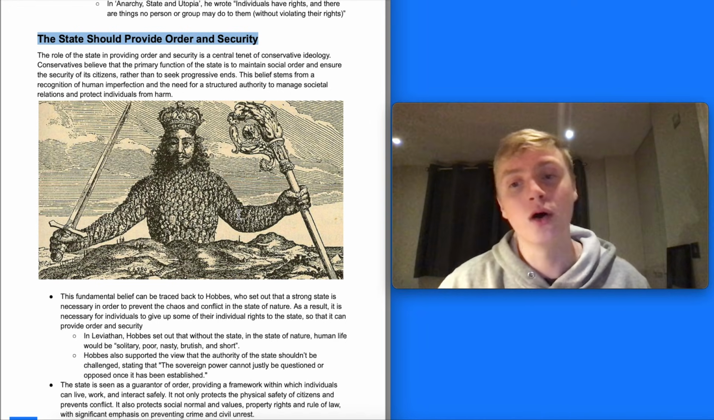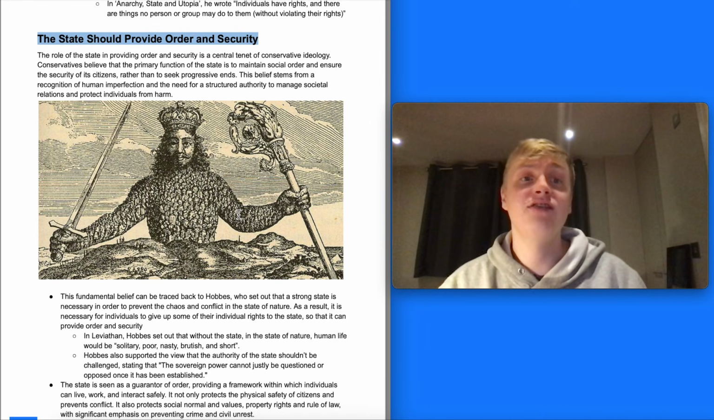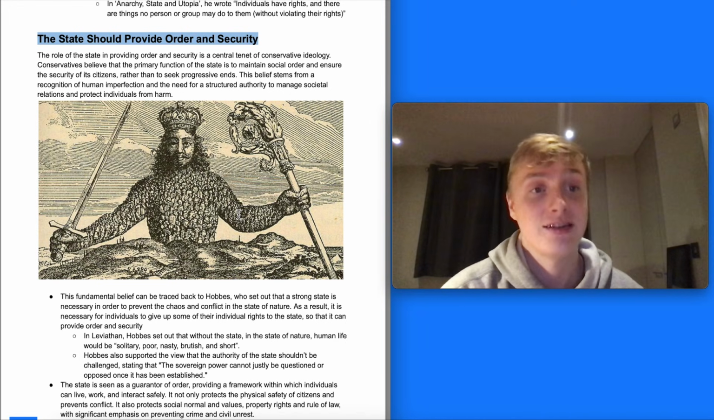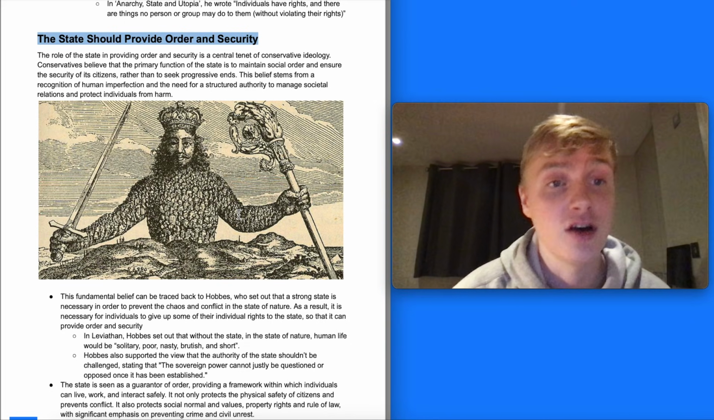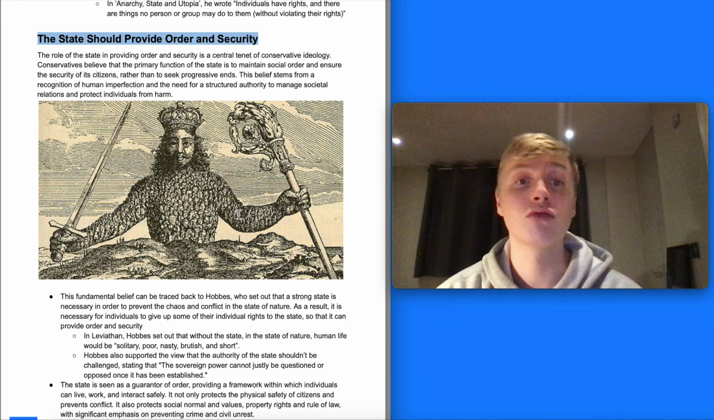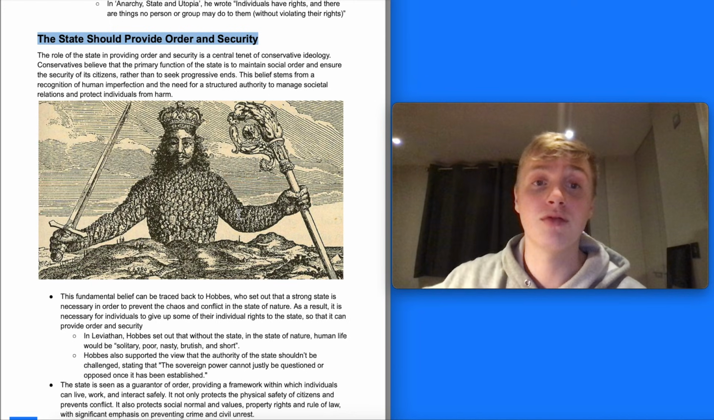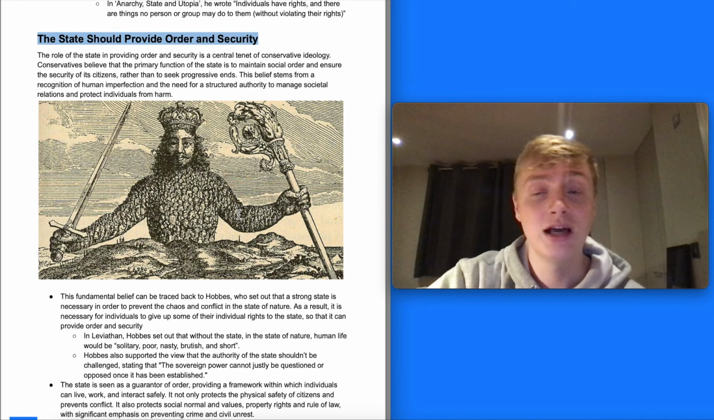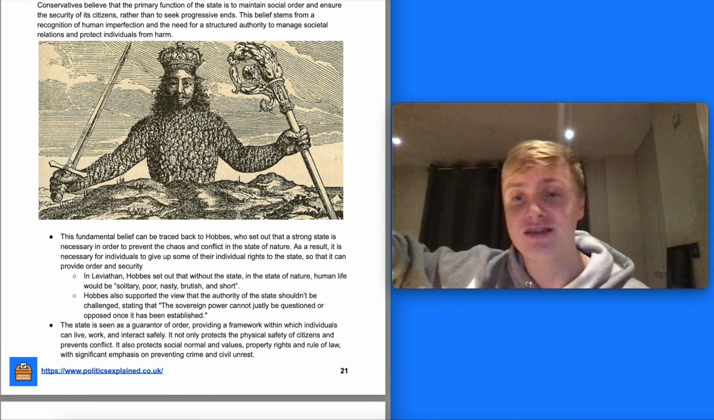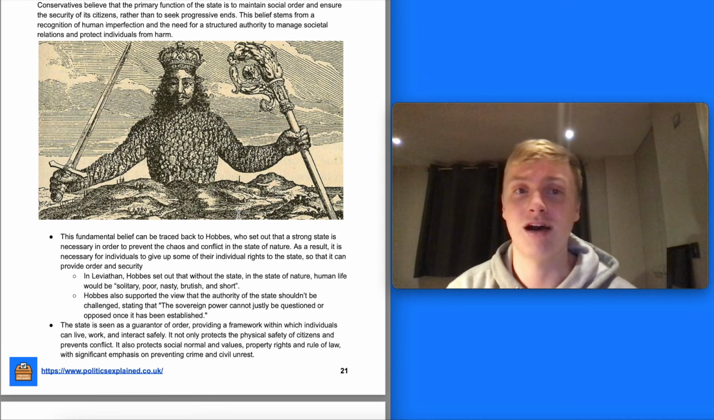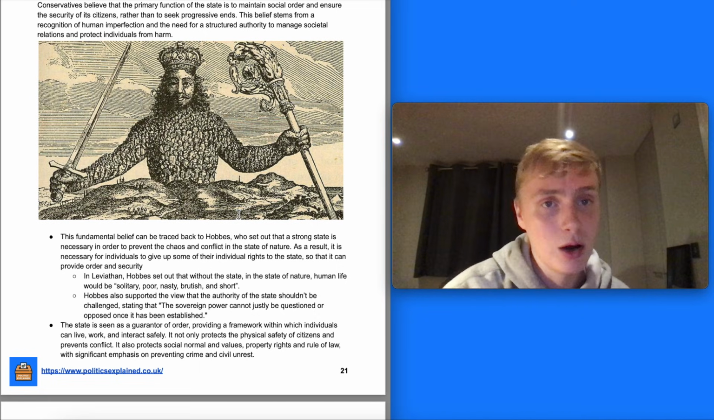Okay, and the final key principle we're going to look at is the idea that the state should provide order and security. This is a central principle and tenet of conservative thought. They believe that the primary function of the state is to provide and maintain social order and to ensure the security of its citizens rather than seeking progressive utopian ends. So that's linked into this view of pragmatism as well.